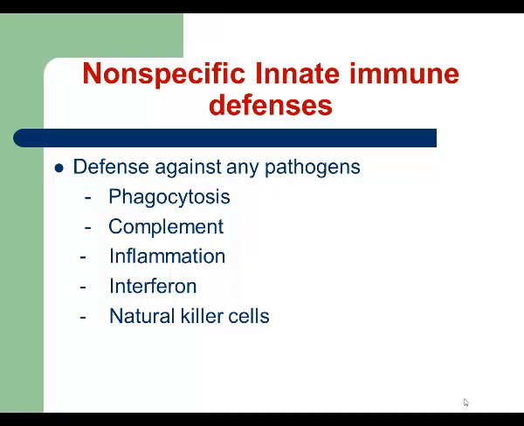We continue our lecture with non-specific innate immunity, meaning the second line of our immune system. As you see, the second line, same as the first line of defense, is a non-specific type of immunity. In today's lecture, we're going to cover 5 parts of non-specific innate immunity: phagocytosis, the complement system, the inflammation reaction, interferons, and natural killer cells.